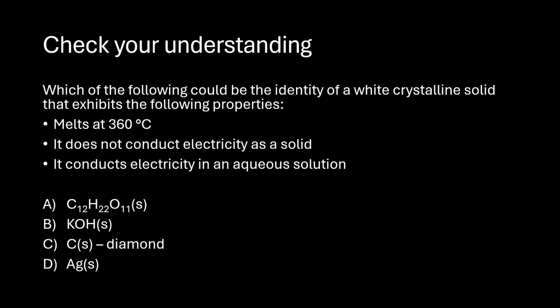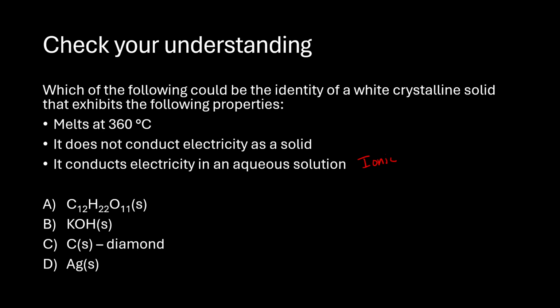So let's go ahead and go over a couple of practice problems. Here's the first one. Which of the following should be the identity of a white crystalline solid that exhibits the following properties? It melts at 360 degrees Celsius. It does not conduct electricity as a solid. It does conduct electricity as an aqueous solution. That last bullet point should key you in. If it conducts electricity in an aqueous solution, we are looking for something that is going to be ionic. So immediately, ionic from that last bullet point.